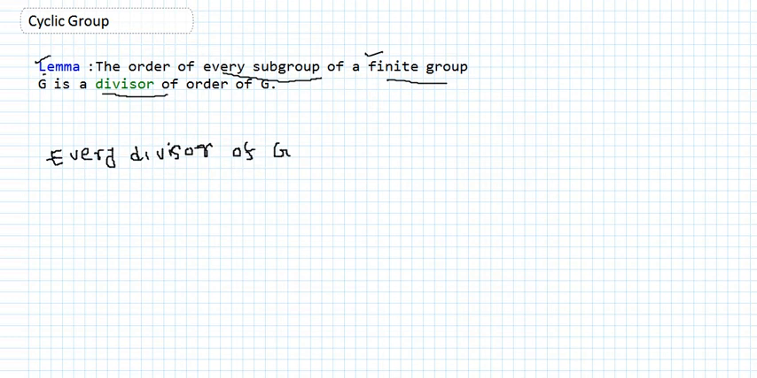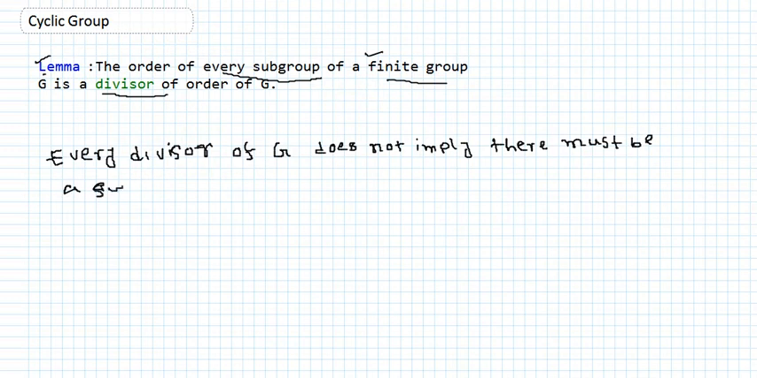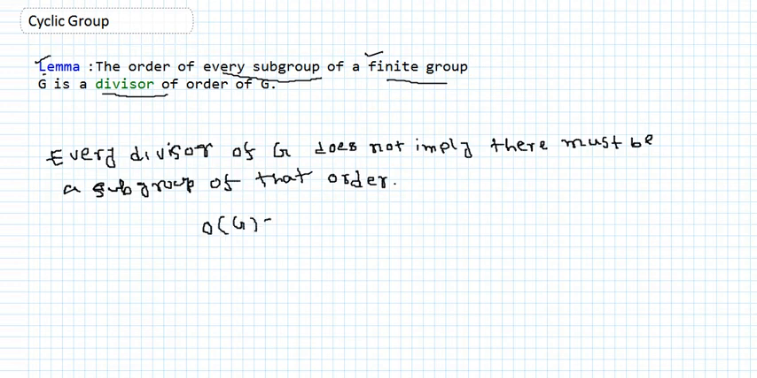Every divisor of the order of G does not imply that there must be a subgroup of that order. Which means to say that suppose we have a group G of order 24. The divisors of 24 are 1, 2, 3, 4, 6, 8, 12, 24.